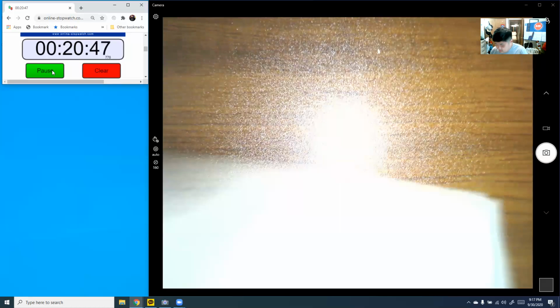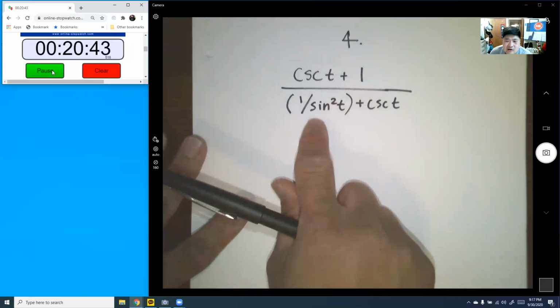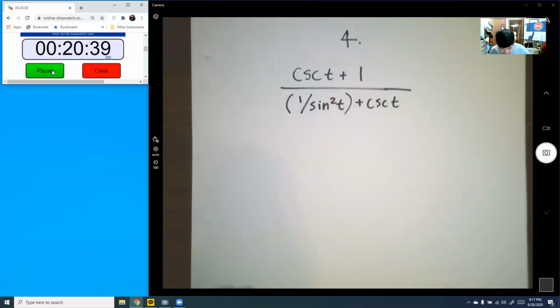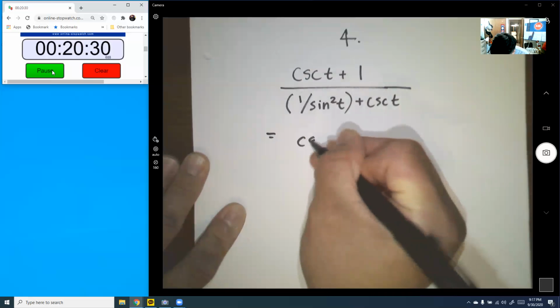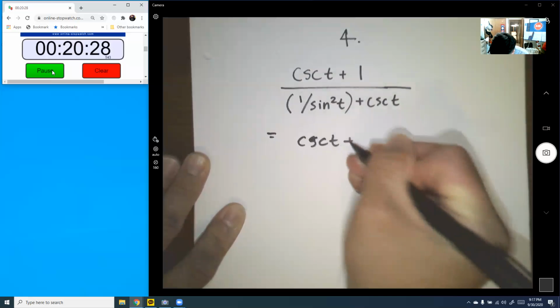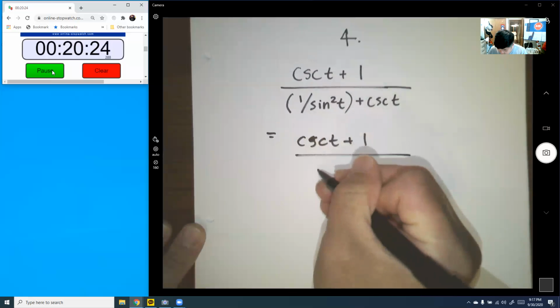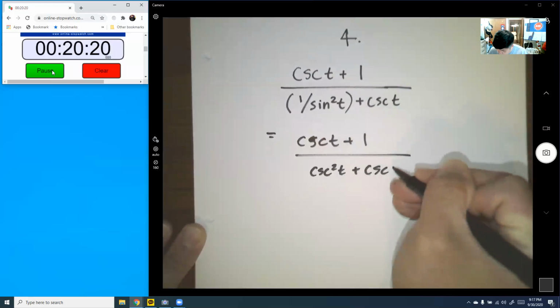The next one I have is cosecant of t plus 1 all over 1 over sine squared t plus the cosecant squared t. So I actually know that 1 over sine squared t is the cosecant squared t, and then plus cosecant of t.